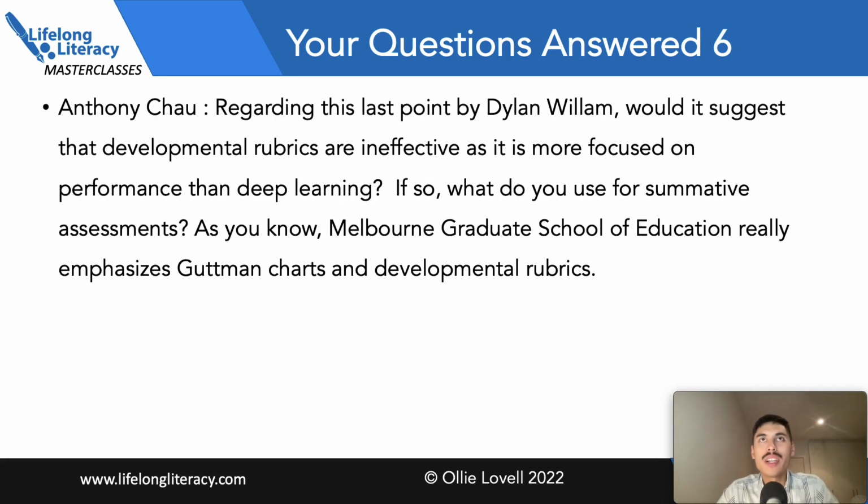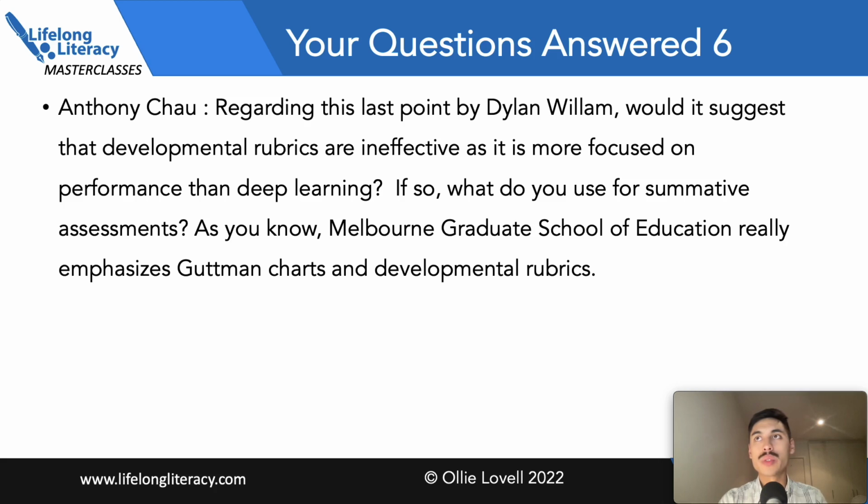Anthony Chow says, and Anthony's asked lots of great questions: regarding the last point by Dylan William, and I assume that last quote was about Dylan Wiliam saying the main reason why he thinks cognitive load theory is the most important thing for teachers to know is because it shows us that even if students complete a task correctly, they may not have learned from it. Would it suggest that developmental rubrics are ineffective as they are more focused on performance than deep learning? If so, what do you use for summative assessments?